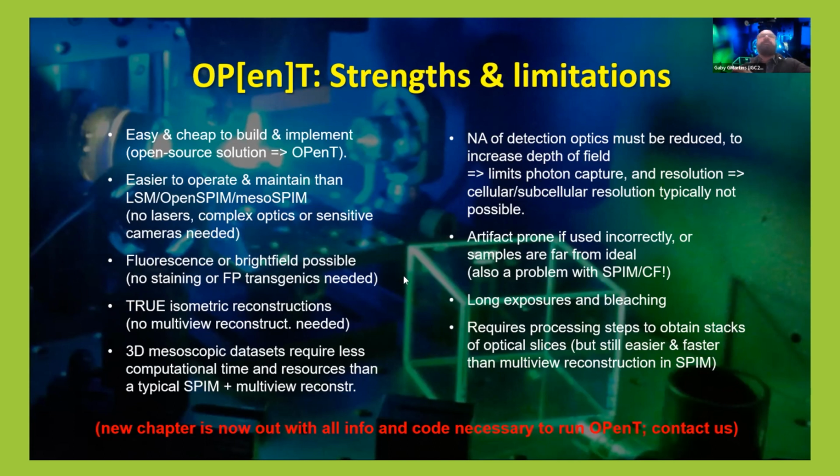As I said, fluorescence and bright field are possible, so we don't require transgenics or any of these expensive-to-prepare samples. You get true isometric reconstructions. Many light sheet systems claim to do isometric reconstruction, but it's really never isometric. With OPT, you do get truly isometric reconstruction. And for anatomical studies, I need to emphasize this is extremely important.